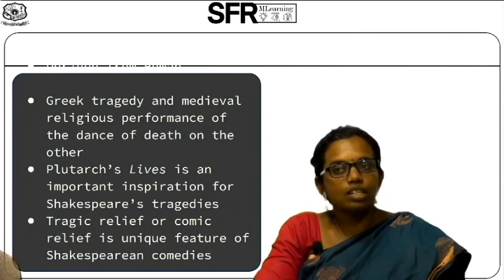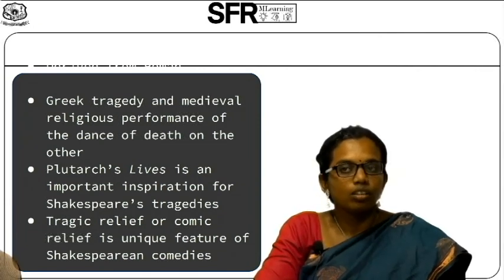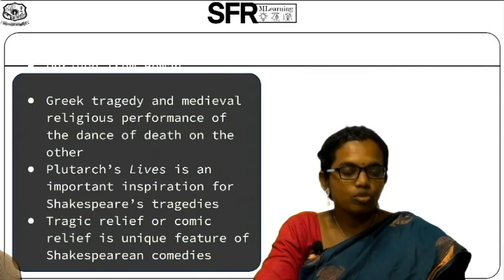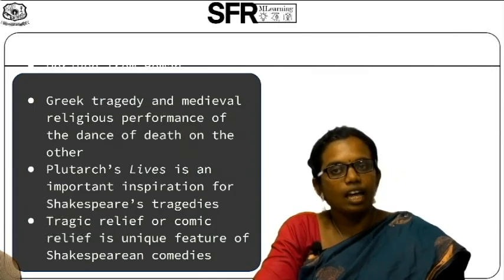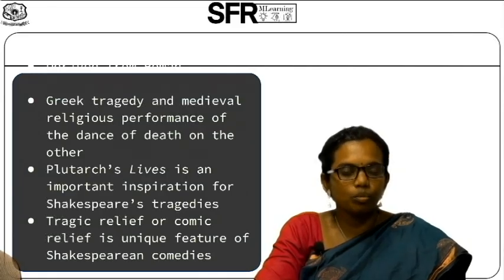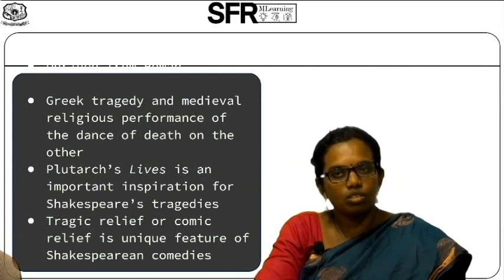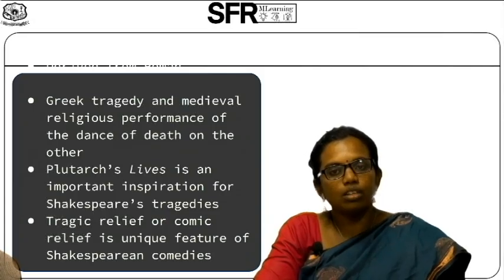Now, some of the significant characteristic features which students should know about Shakespearean tragedy: most of Shakespeare's tragedies are based upon Greek tragedy and medieval religious performance. It is not only from Greek mythology, but also based upon the so-called medieval dance of death. So the medieval darkness, the medieval negativity, or the medieval pessimism, which evolved during the invasion of the Normans.